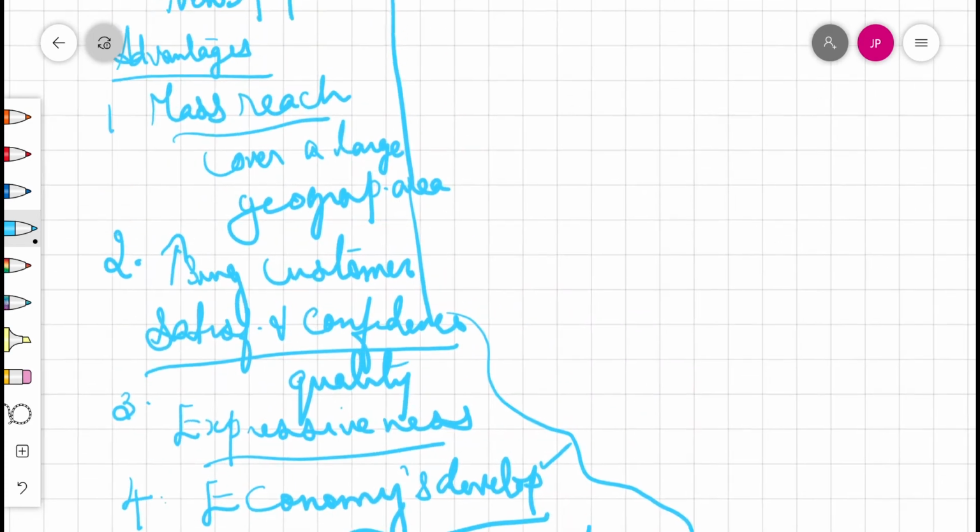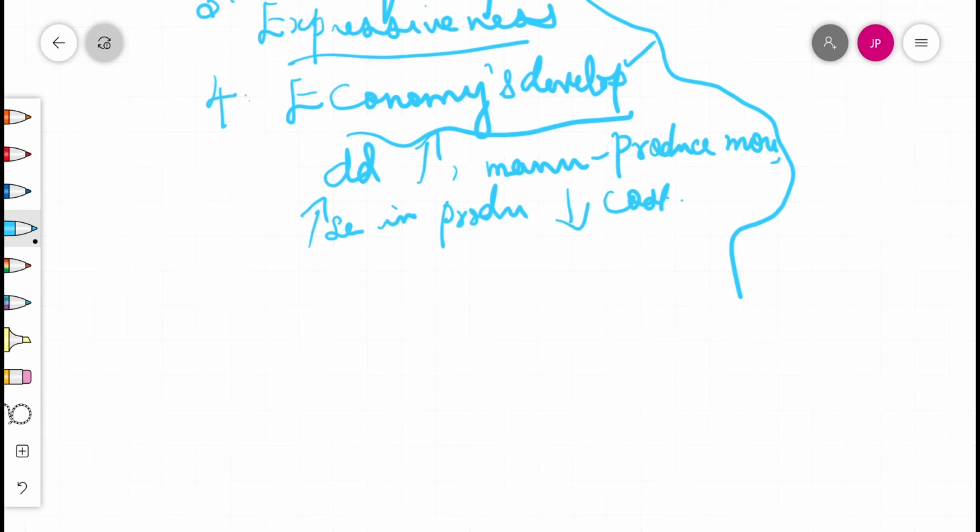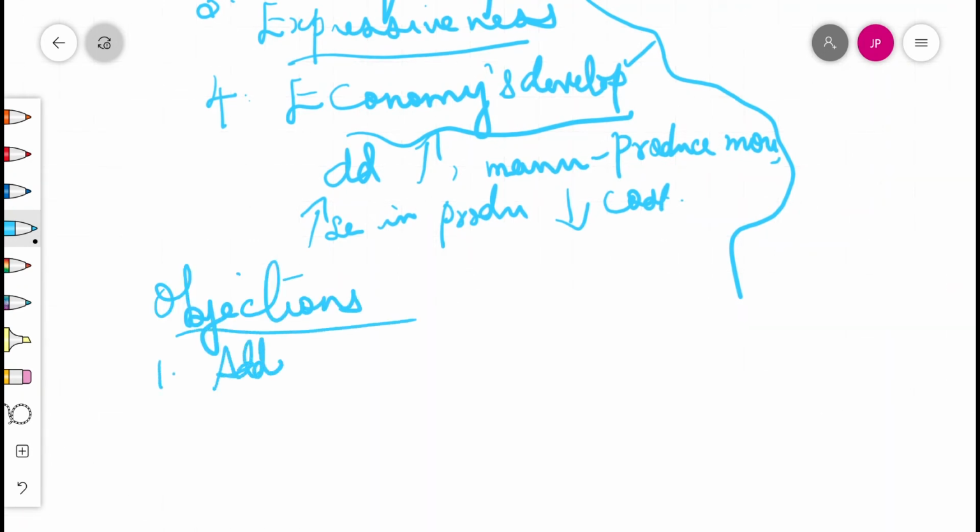So there are certain objections to advertising also. What are they? First point is that it adds to cost. No doubt. According to some people, advertisement increases the cost of a product, which in turn passes on to the customers in the form of high prices. For example, several lakhs of rupees are spent by business firms for advertisement on TV. This amount adds to the cost of a product, which is an important factor in determining the price of a product.